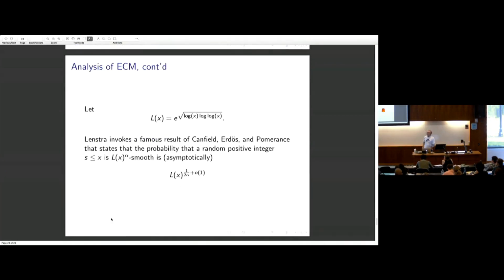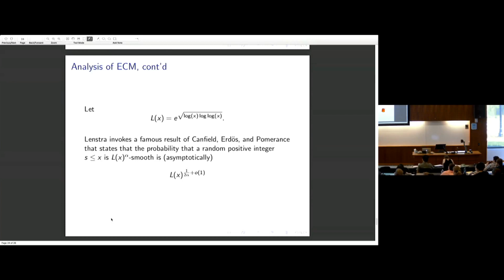Now, the famous result on smoothness is due to Canfield, Erdős, and Pomerantz. This function L of x occurs a lot in computational number theory. It says that the chance that a random positive integer of size at most x is smooth, in terms of this measure, L of x to the alpha, is L of x to the 1 over 2 alpha. That looks like a weird way of saying it, but L of x gets bigger with alpha, and L of x to the 1 over 2 alpha is your probability, and that's the trade-off between alpha and 1 over 2 alpha.